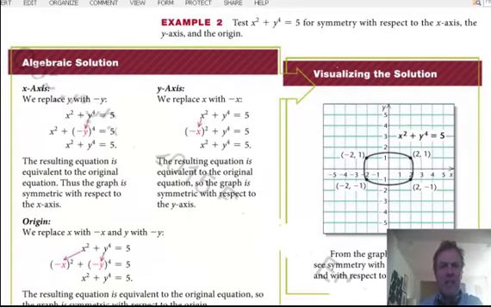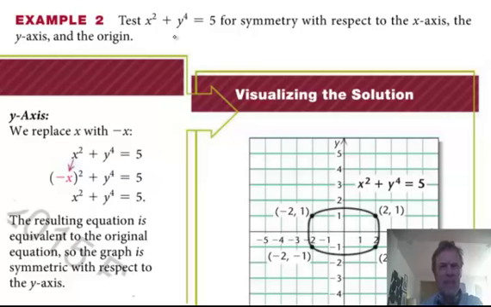Okay, right. How about this one? Well, let's have a look. Replace the x with negative x. Let's have a look at here. And you're not going to change anything. Okay? So remember, replace x with negative x. That'll just stay as x squared.